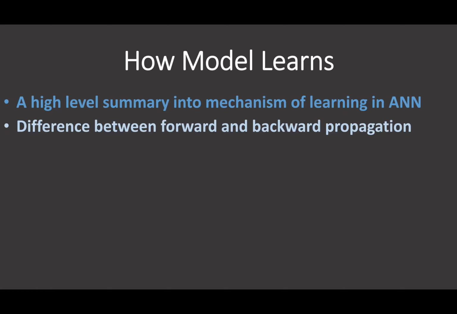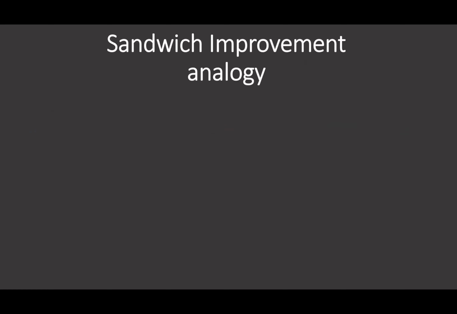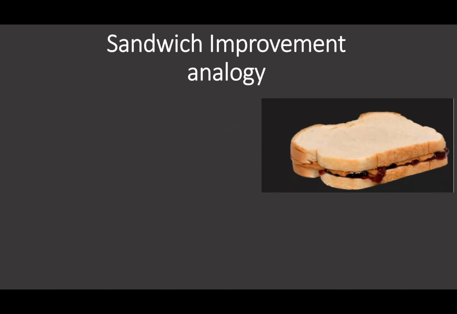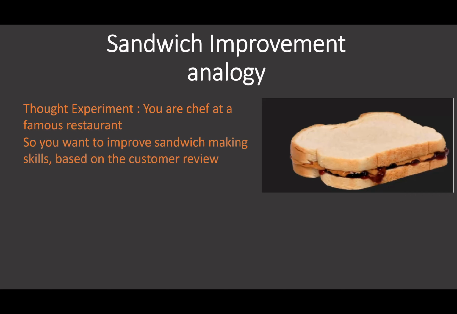So if you go to the next slide, you see this sandwich, which is actually a peanut butter and jelly sandwich. This is kind of a thought experiment. Guess you are a chef at a famous restaurant, and you want to improve your sandwich making skill based on customer reviews. How can you do it actually?